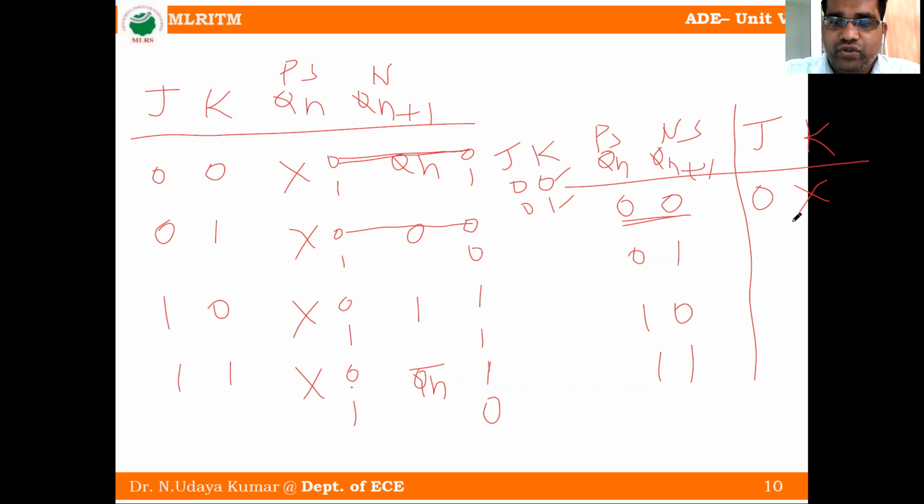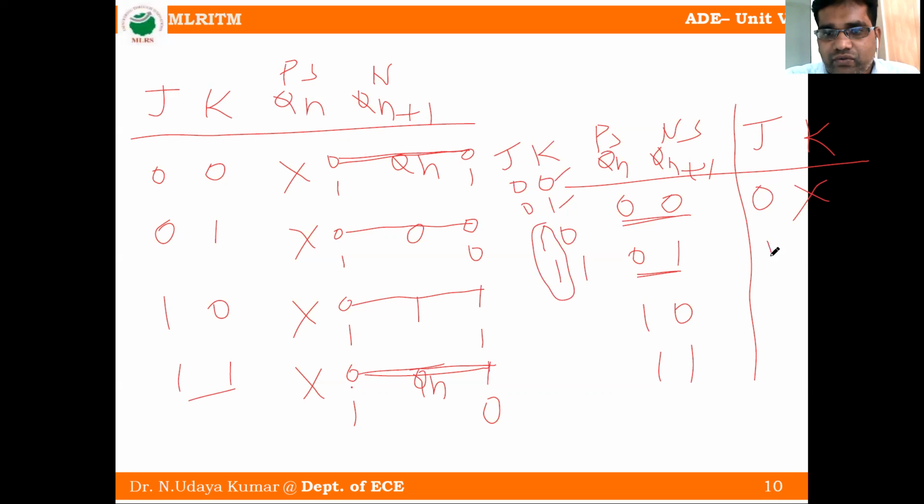Then the second case, 0 1. How many combinations are there? Here is one combination 0 1, and this is the other combination 0 1. For 0 1, what is the input? 1 0 is the input. Here also for 0 1, the input is 1 1. So what is the mandatory input here? J is the mandatory input. J is equal to 1 as the mandatory input, and K is don't care, either 0 or 1.